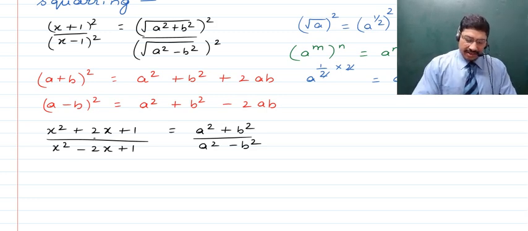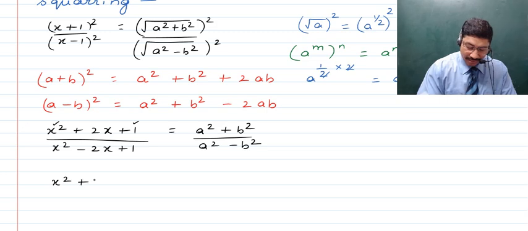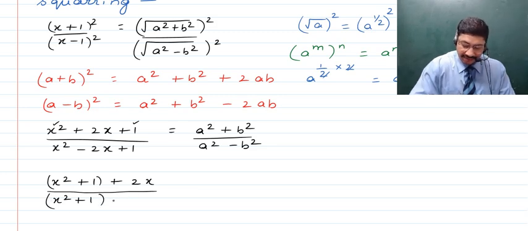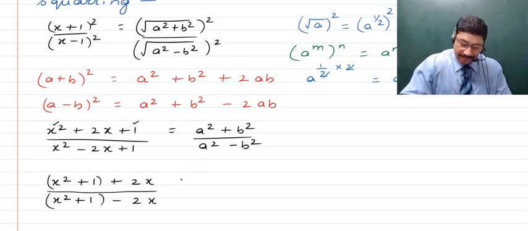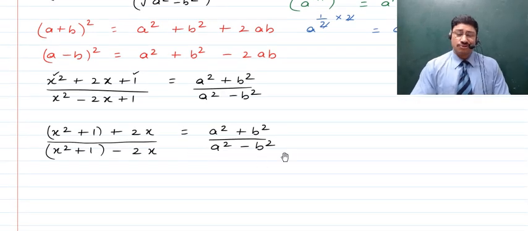I'll tell you. Here, if say you talk about adding up x square and 1 together to write it as a single term, that is x square plus 1, right, to that is added 2x. Now if you talk about the denominator, you have x square to which 1 is again added, it can be made to be a single term, and from that is subtracted 2x. And on the right hand side we have a square plus b square, and in the denominator we have a square minus b square. So again children, you get to see here that componendo and dividendo has already been applied.